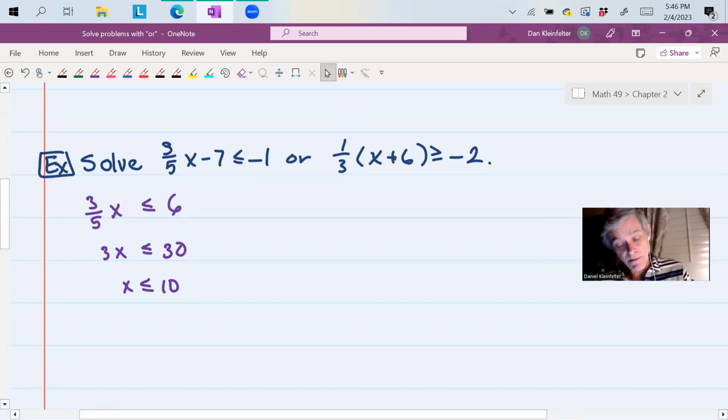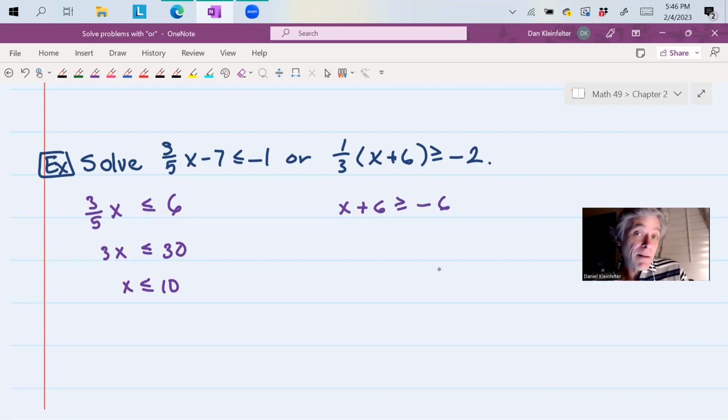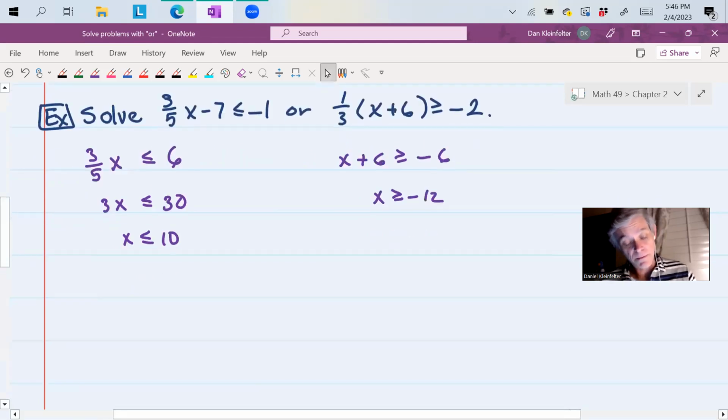Okay, next step, let me multiply both sides by 3 to clear this fraction out. We'll have x plus 6 is greater than or equal to -6. Now we're going to subtract 6. x is greater than or equal to -12.